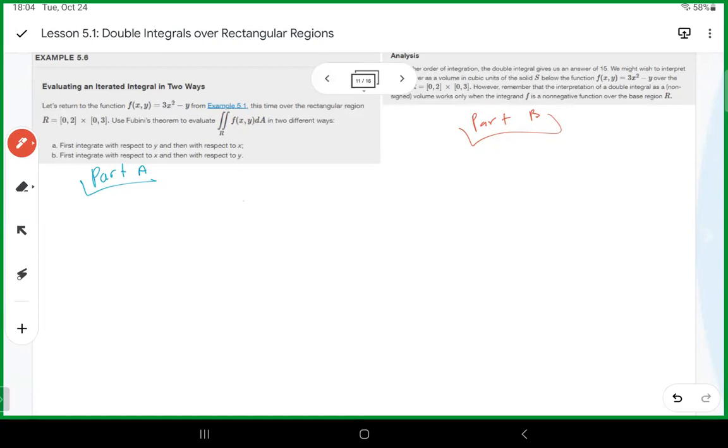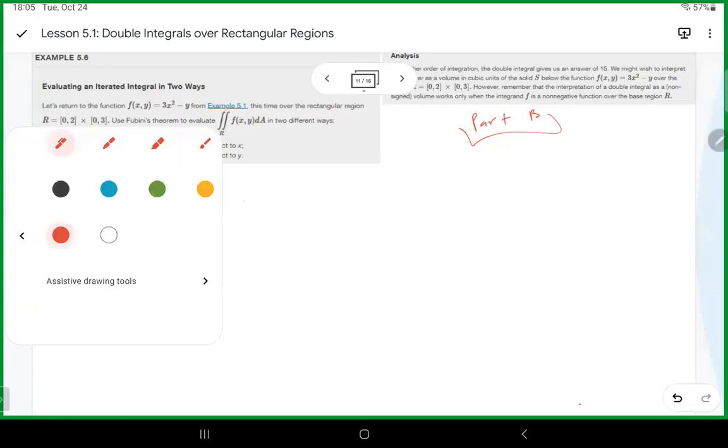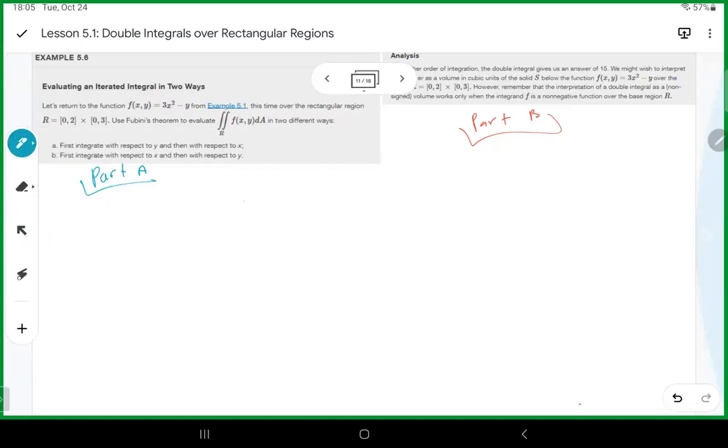So we're going back to the function that we were given in example 5.1. We're going to work this two different ways. The first way is we're going to integrate with respect to y and then with respect to x. And then we're going to flip it. Oh, sorry. We'll do with respect to x and then we'll do with respect to y. And you guys should see that it shouldn't make a difference. So it should be pretty easy.